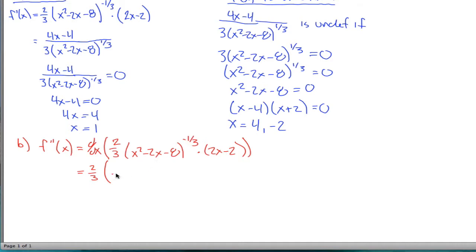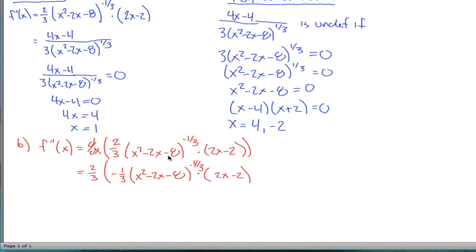Derivative of my first function, using the power rule, I'd bring that negative 1/3 down in front and get x squared minus 2x minus 8 to the negative 4/3. But then I wouldn't be done. I'd have to multiply that by the derivative of the inside function, which is 2x minus 2. So that's all just the derivative of this guy right here.